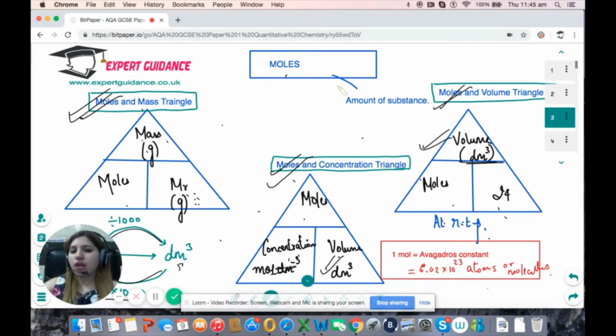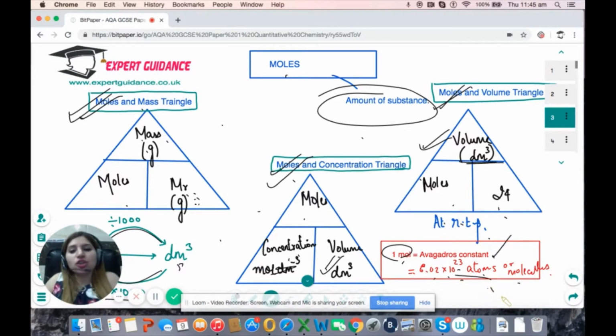So what is moles? Moles is nothing but the amount of substance. Okay, and 1 mole can also tell you how many atoms or molecules are present, because 1 mole is equal to the Avogadro's constant, which is 6.02 times 10 to the power 23 atoms or molecules. So if they ask you to find in the exam the number of atoms or molecules, you convert that value into the moles by using any of these 3 triangles, and then you multiply it by the Avogadro's constant, 6.02 times 10 power 23 atoms.